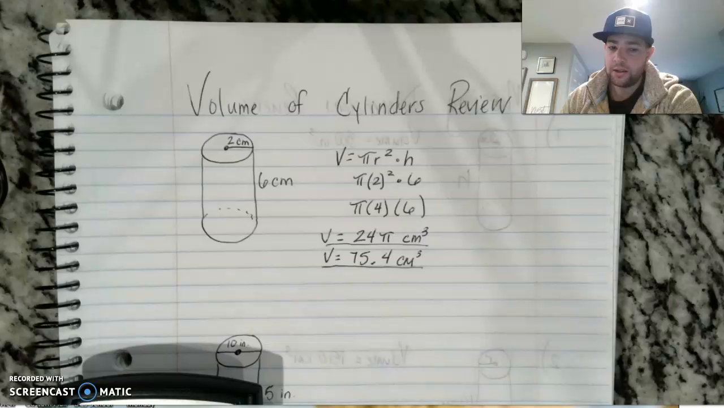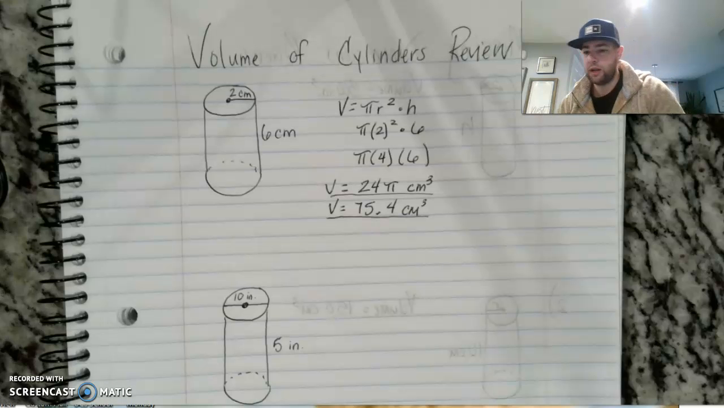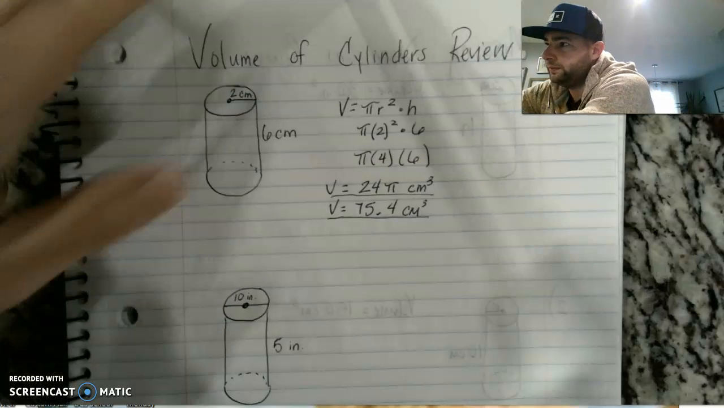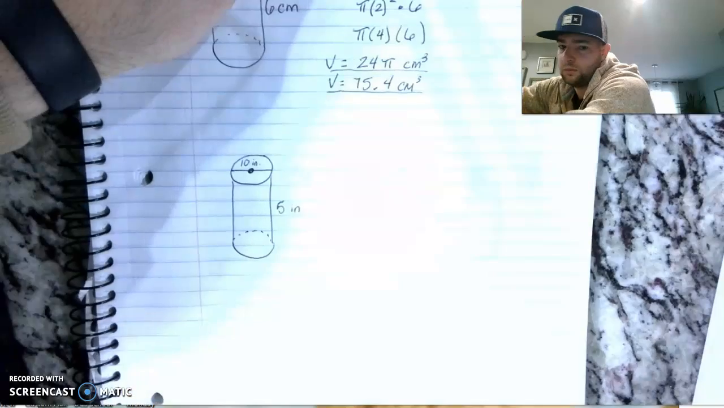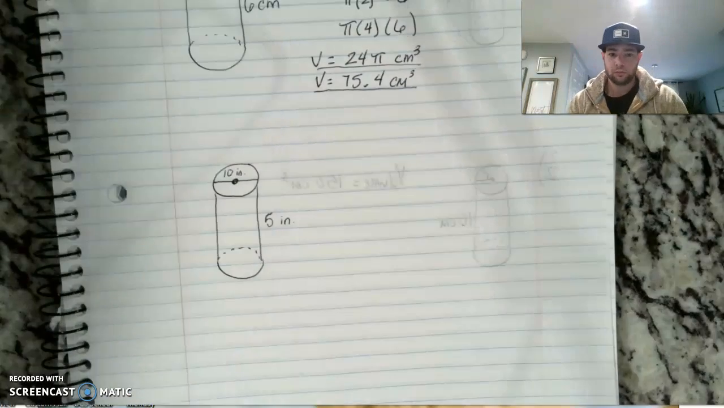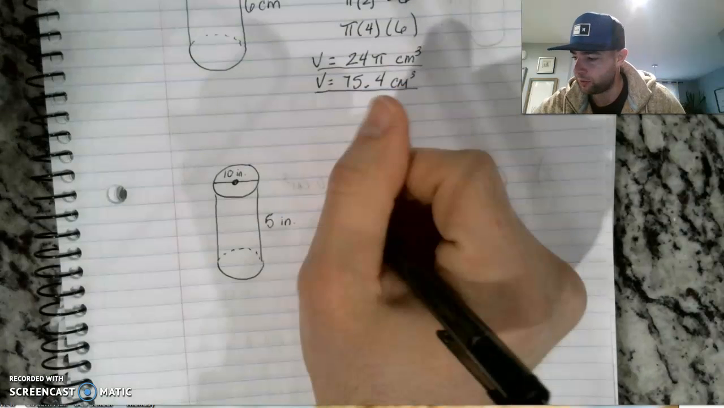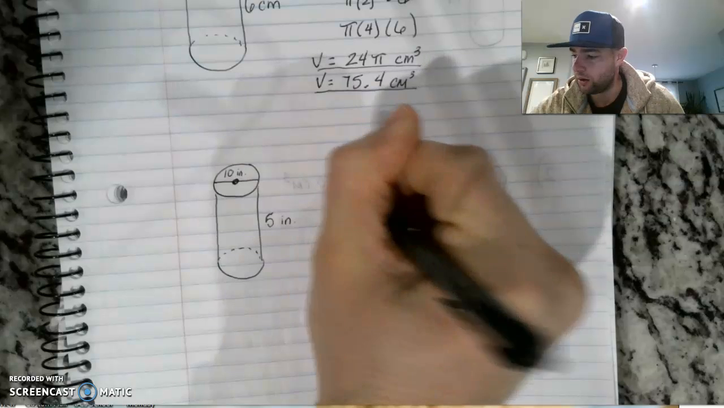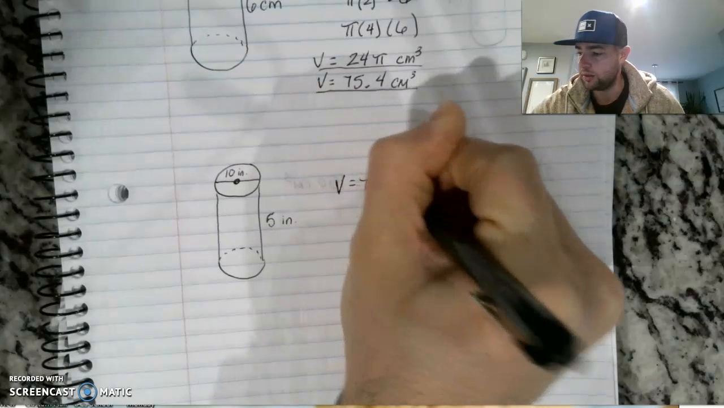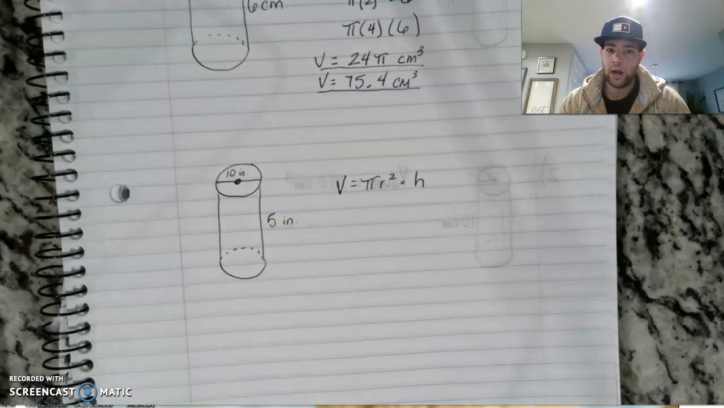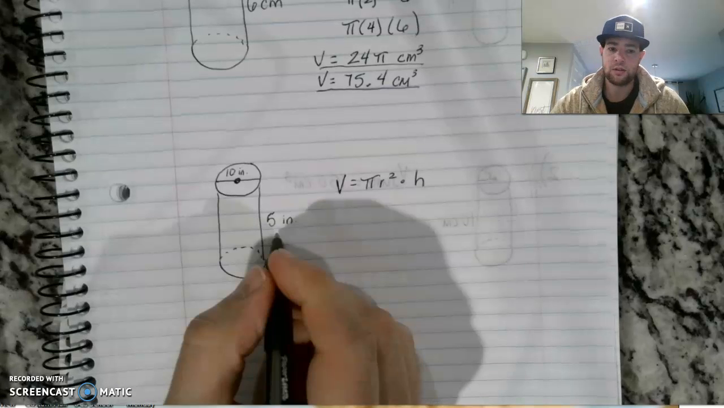Looking at our second example, I'm going to have to fix my document camera. So if you notice, looking at our second example, I'm going to write my formula again. We have volume equals pi r squared times the height. I know that my height is 5 inches.